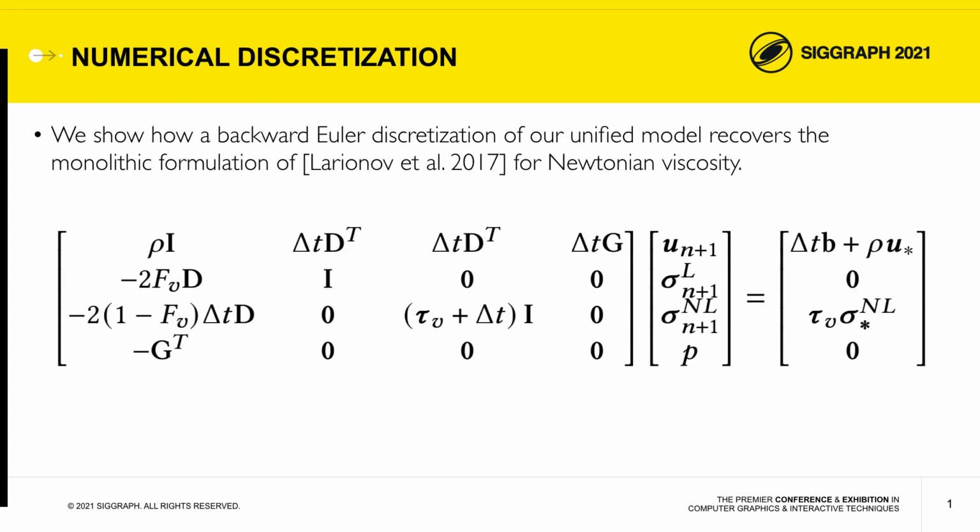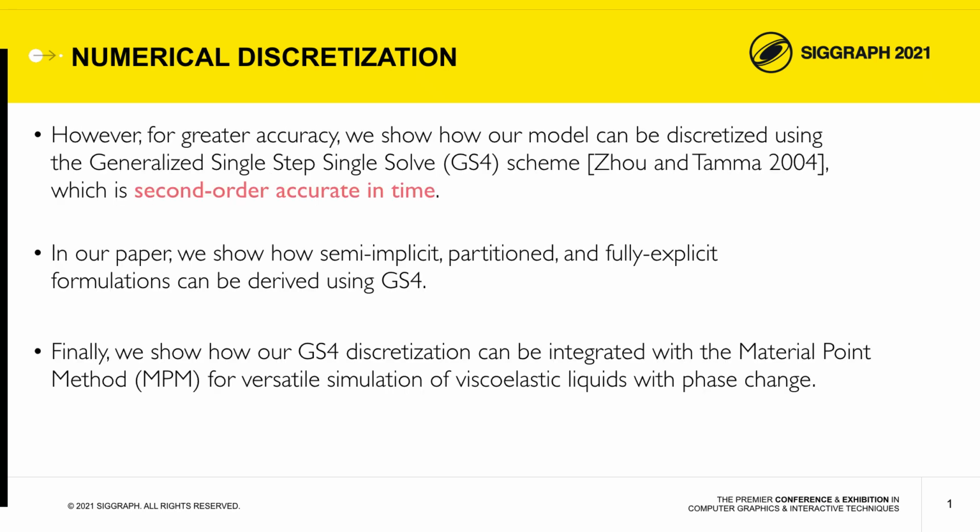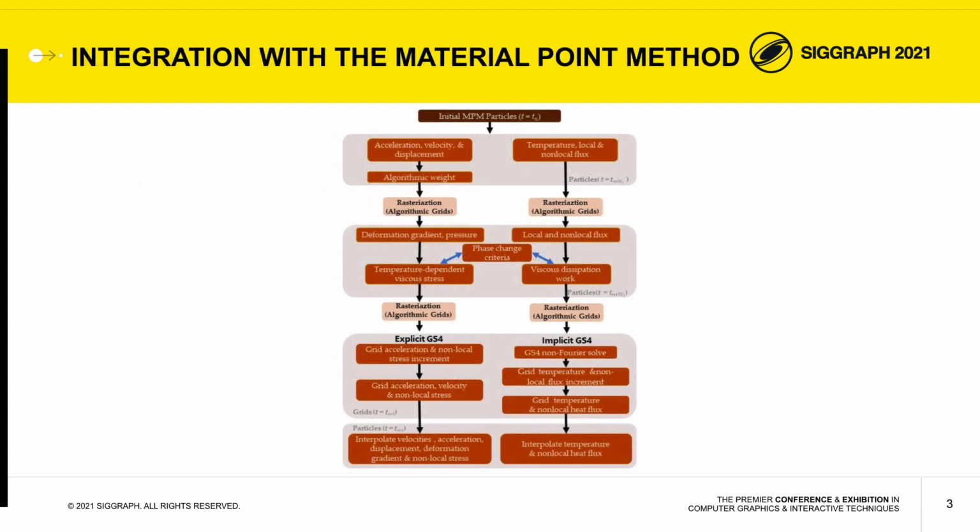We show how a backward Euler discretization of our unified viscosity model recovers the monolithic formulation proposed by Larionov et al. for Newtonian viscosity. However, for greater accuracy, we show how our model can be discretized using the generalized single-step single-solve, or GS4 scheme that was originally designed by Zhou and Tamma. In our paper, we show how semi-implicit, partitioned, and fully explicit formulations can be derived. Finally, we integrate our GS4 discretization with the material point method for versatile simulation of viscoelastic liquids with phase change.